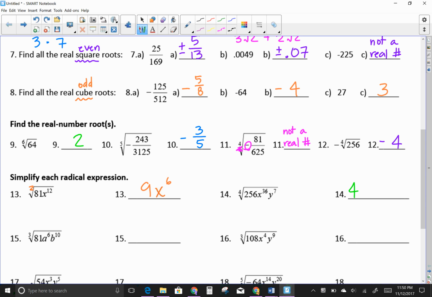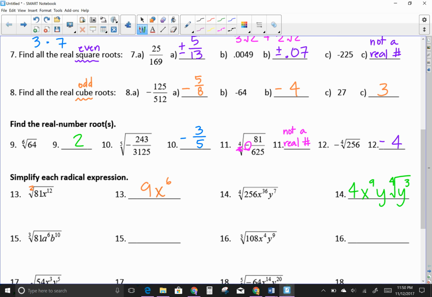4 goes into 36 9 times, so that's x to the 9th. 4 goes into 7 1 time. All right, it's the 4th root. And how many are left over after 1 time? There are 3 left over.